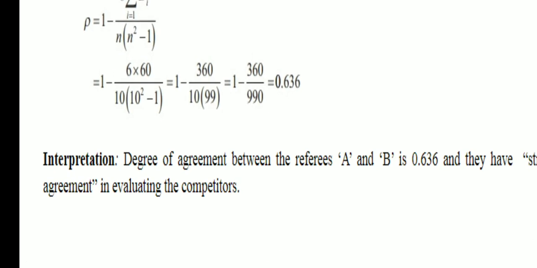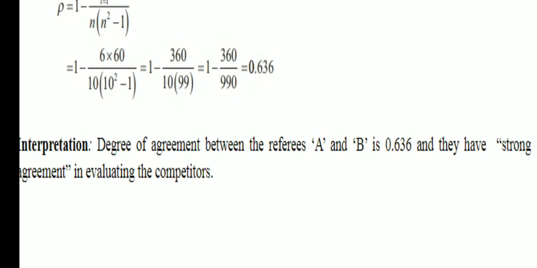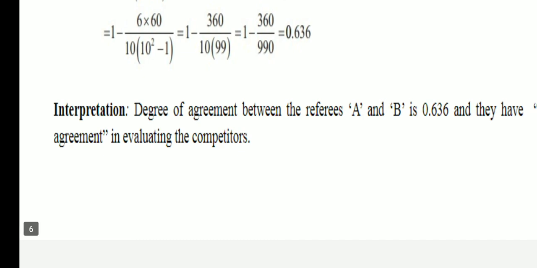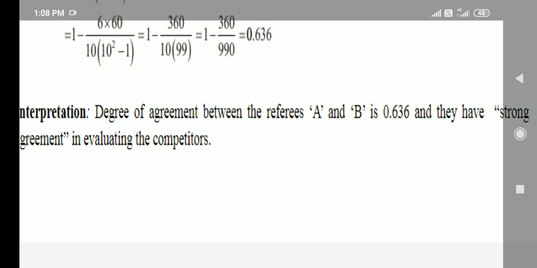Now the interpretation of this: the degree of agreement between referees A and B is 0.636, and they have strong agreement in evaluating the competitors. So this is the solution, this is the answer for this.